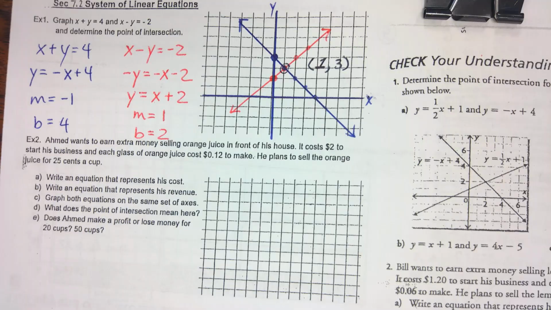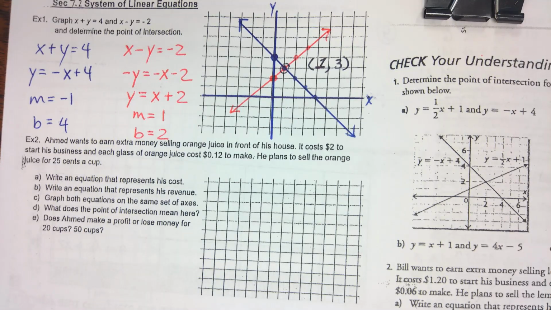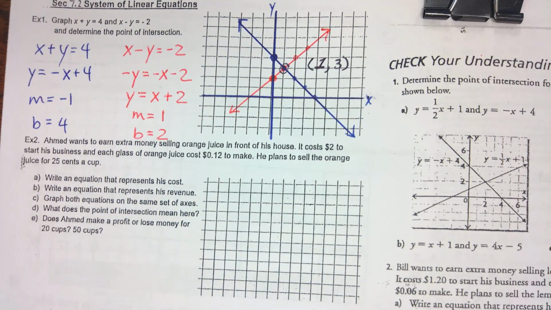Okay, so today's lesson is really based on finding that intersection point. And then in word problems, what does that intersection point mean? So that's what the whole lesson today is about. So let's try this word problem. Ahmed wants to earn extra money selling orange juice in front of his house. It's going to cost him $2 to buy those oranges. And then each glass is going to cost 12 cents to make. Okay. He plans to sell the orange juice for 25 cents a cup.